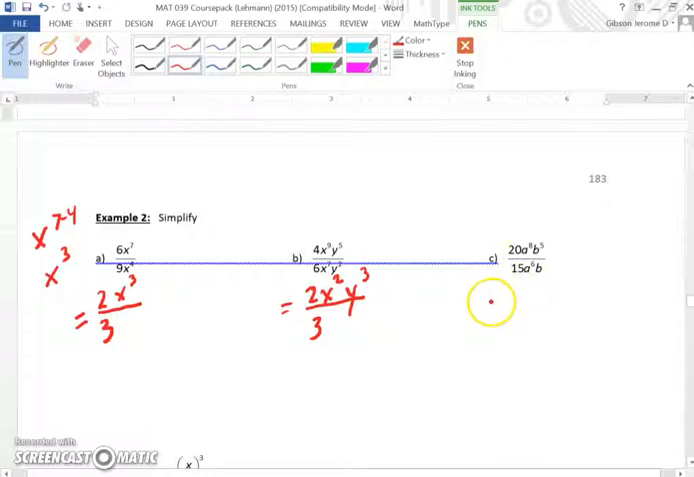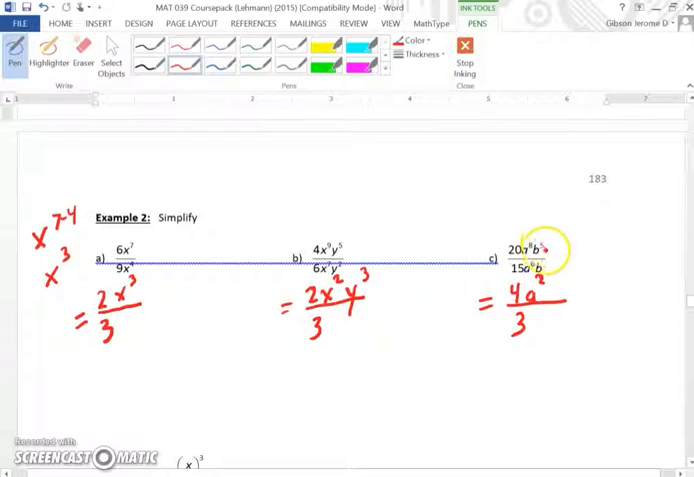Now we come here to C. Start off the same way. 20 and 15, they both have 5 in common. So this will give us 4 for the numerator, 3 for the denominator. Now we look here at our a's. Now, 8 is bigger than 6, so we will subtract, 8 minus 6 is 2, and that a squared will go in our numerator.